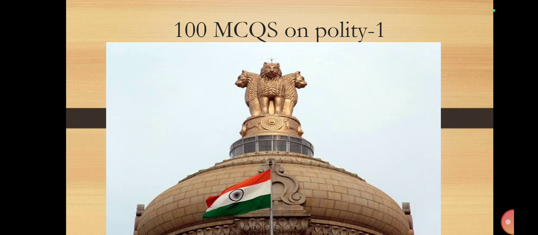Question number 26. Consider the following statements. Simple majority: the majority of more than 50% of the members present and voting. Second, effective majority: majority of the House means more than 50% of the effective strength of the House. Third one, special majority: requires a majority of 2/3 of the members present and voting. All the options are correct.